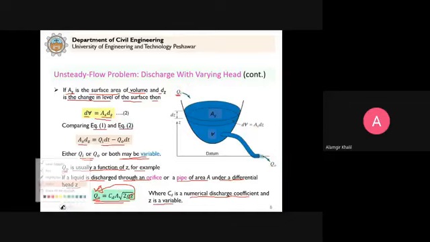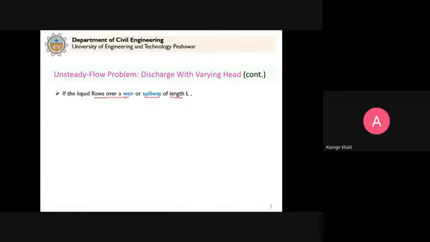Next, let's say, for example, if we have a weir or spillway, then in that case, this is the equation that you have studied in the flow measurement chapter in Fluid Mechanics 1. So Q naught is equal to C L H to the power 3 by 2 for a weir or spillway.